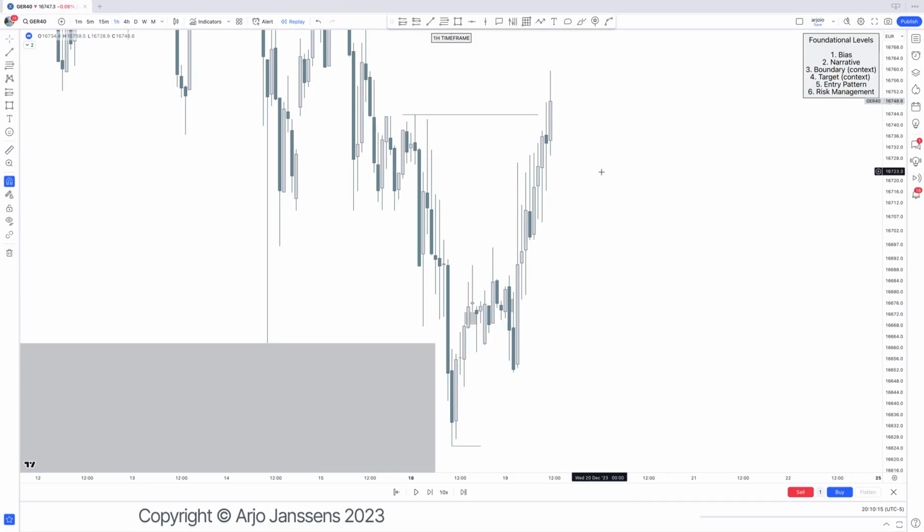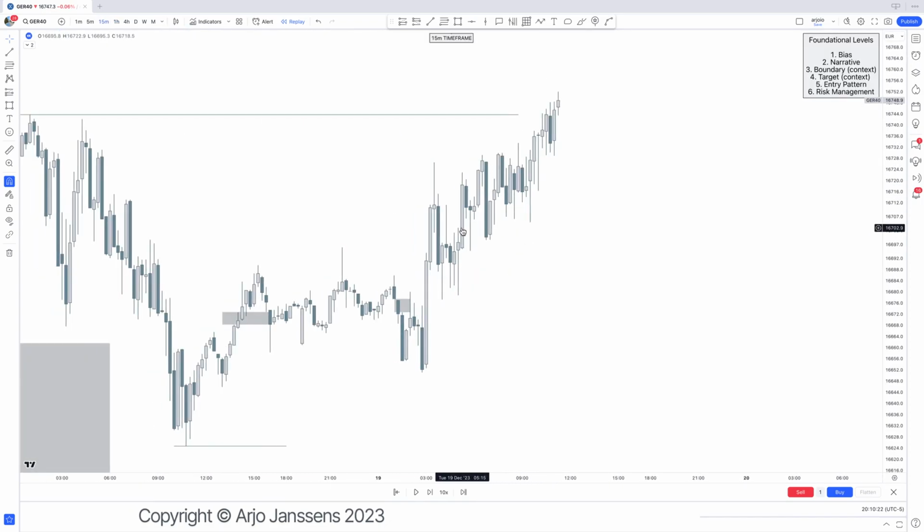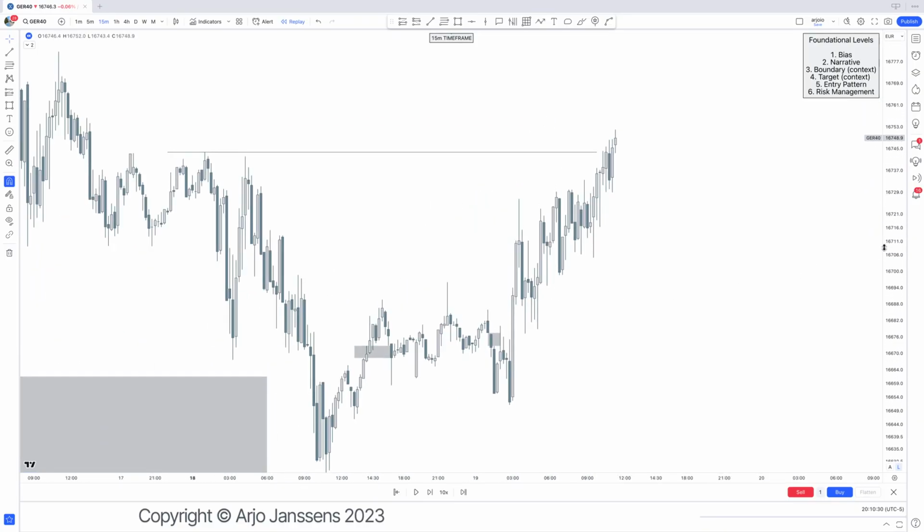What are we doing? 1 hour, we didn't even create a fair value gap higher, which is not that nice price action like I mentioned. 15-minute, create a few fair value gaps higher right there, potentially 1 minute as well. Then eventually we can look to simply target this high sitting right there, the previous day high.